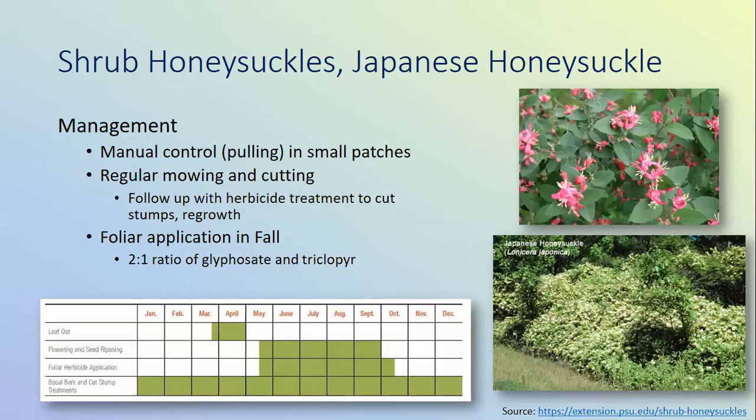So if you want to manage these, you can manually pull them in small patches. I've done that, and it works very well. You just want to make sure you get that whole root system out. You can regularly mow and cut these and then follow up with an herbicide treatment. And then in the fall, it's generally recommended to do a foliar application, again, of a mixture of the herbicides.